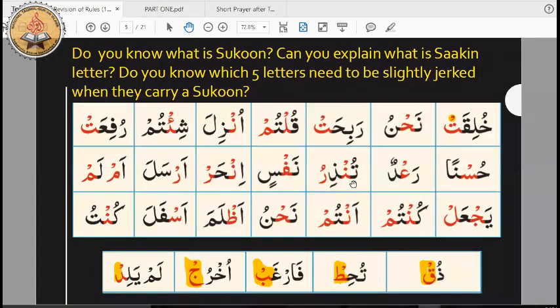The second letter is the letter that has the sukoon on top of it. So in this word, the sukoon is on top of the noon. So noon is the second letter. Okay. Well done, excellent. The noon is the second letter. That's really, really good. Now let's move on to the next one.